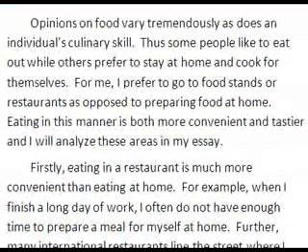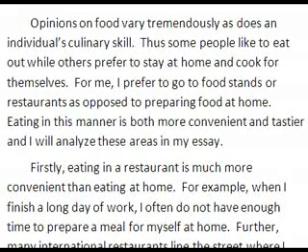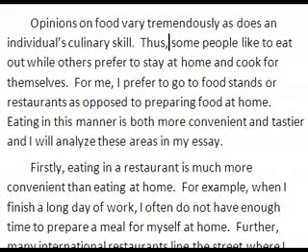Opinions on food vary tremendously, as does an individual's culinary skill. Thus, some people like to eat out, while others prefer to stay at home and cook for themselves. For me, I prefer to go to food stands or restaurants as opposed to preparing food at home. Eating in this manner is both more convenient and tastier, and I will analyze these areas in my essay.